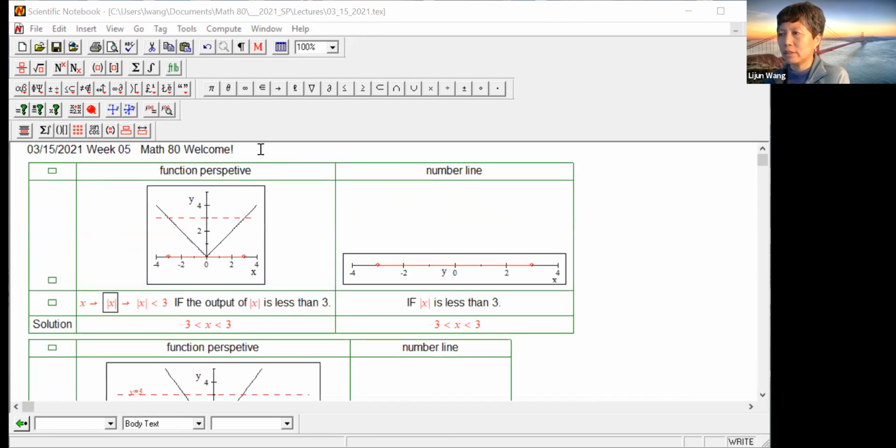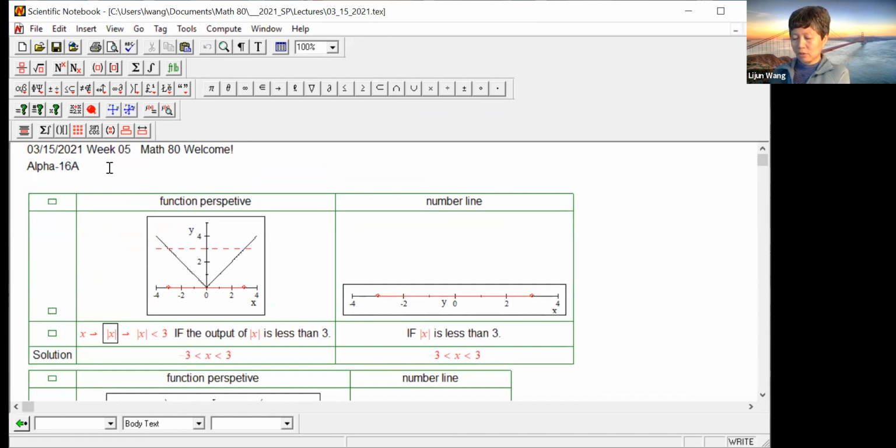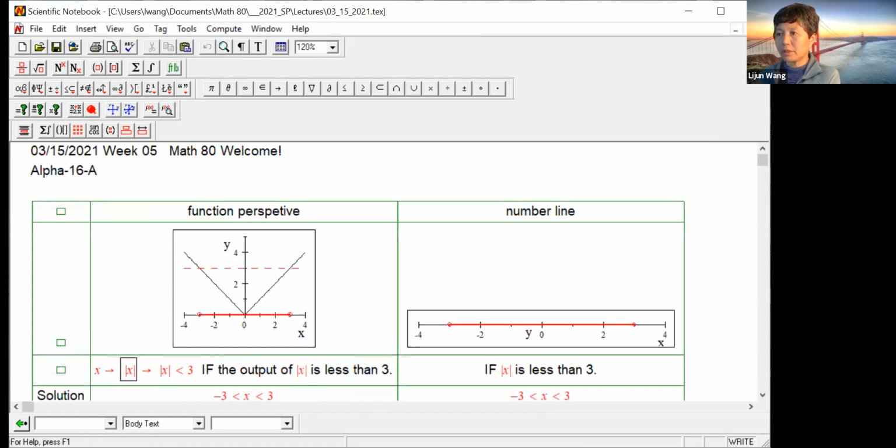Okay, so let's look at alpha 16a. Alpha 16a should be in the notes on page number 16. Okay, let's look at some of these questions. Let me make these fonts just a little bit larger. Would this be better? Are these fonts better in terms of size and clarity?